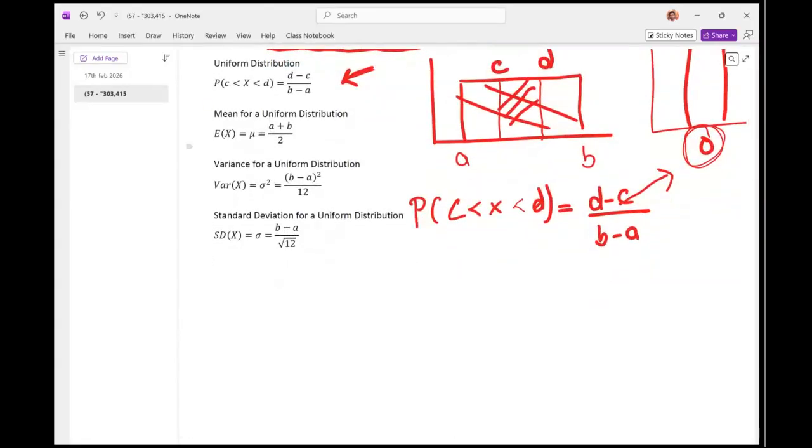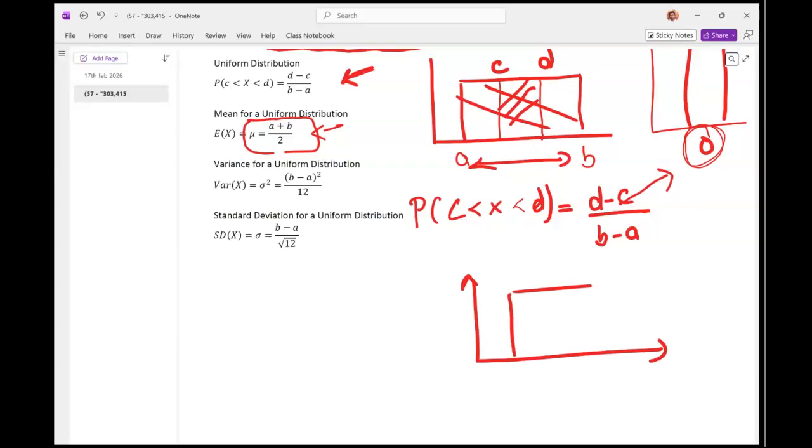Now, to find the mean value, this is the formula we're going to use. Mean value is equal to a plus b upon 2. So in the previous case, if I have to find the mean value, this mean value is also called the expected value.